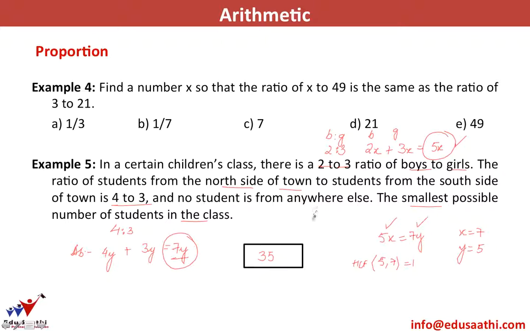Or what you can do is take an LCM of 5 and 7. Why 5 and 7? The number of students in the class is a multiple of 5 and the number of students in the class is a multiple of 7. So the minimum number of students that is a multiple of both 5 and 7 is 35.